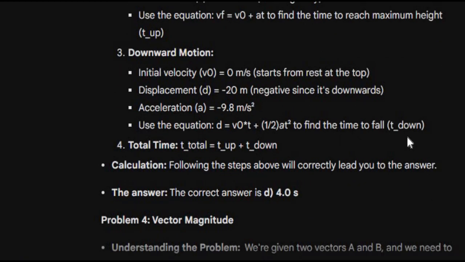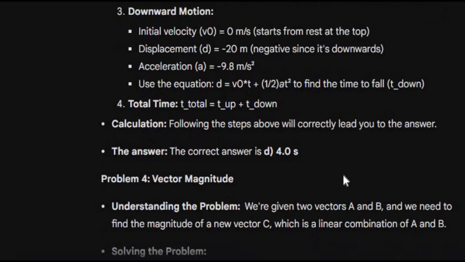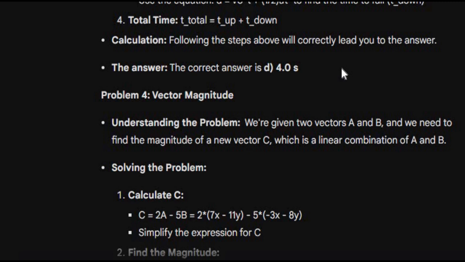3. Downward motion. Initial velocity, v0, equals 0 meters per second, starts from rest at the top. Displacement, d, equals minus 20 meters, negative since it's downwards. Acceleration equals minus 9.8 meters per square second. Use the equation d equals v0 t plus 1/2 a t squared to find the time to fall, t_down. 4. Total time, t_total equals t_up plus t_down. Calculation: following the steps above will correctly lead you to the answer. The correct answer is D, 4.0 s.